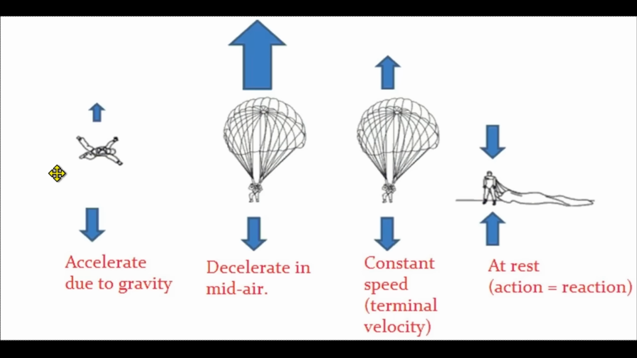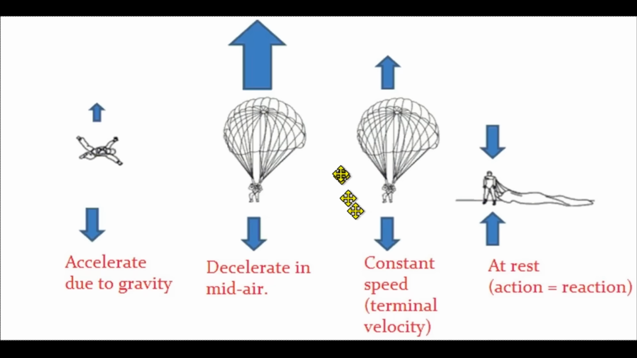On the first stage here, we have the parachuter falling without his parachute, and thus he is accelerating due to gravity. This is because his gravitational force is higher than his air resistance. When he does pull the parachute, here in the second diagram, we can see that the air resistance increases suddenly, but his gravitational force remains the same. This means that he will decelerate in mid-air, not go upwards.